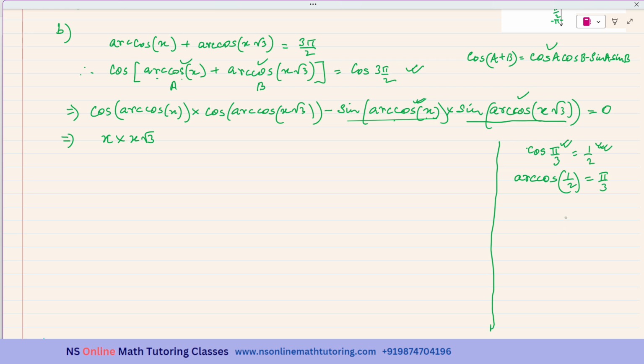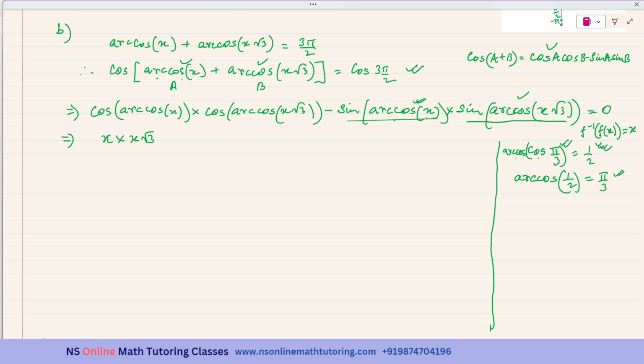Okay. What did we do? We have taken the arc cos of both the sides. And as I had said, f of f inverse of x is x, and similarly f inverse of f of x is also equal to x. So, arc cos of pi over 3 will be equal to pi over 3.